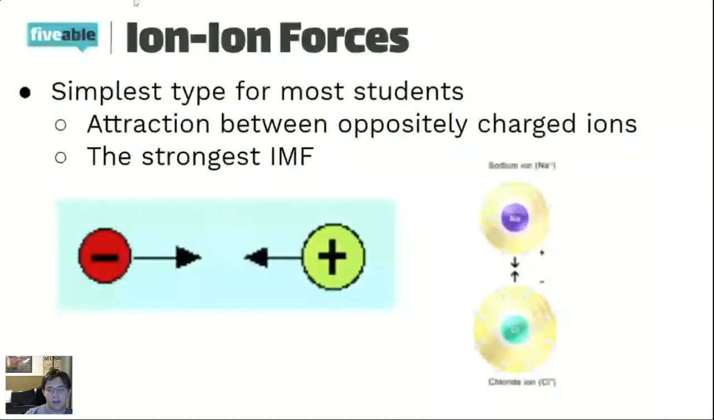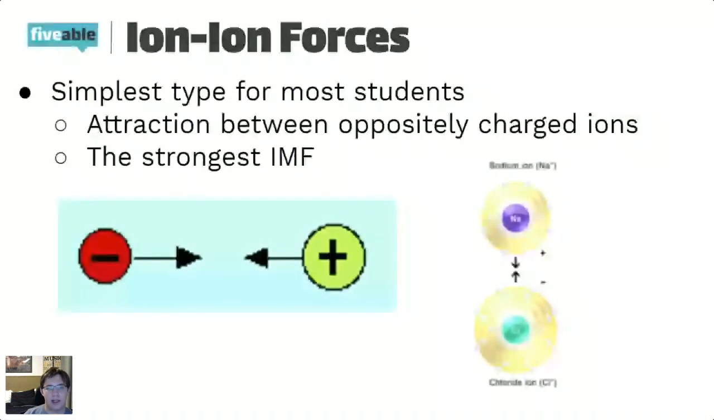The first type of intermolecular force that we're going to look at tonight is ion-ion forces. They're pretty much the simplest, and you've seen them before. They're basically just ionic bonds. They're the attraction between oppositely charged ions, and they're the strongest intermolecular force. You've got a positive ion here and a negative ion here; opposites attract, and so they're held together by the electromagnetic force of opposing charges.